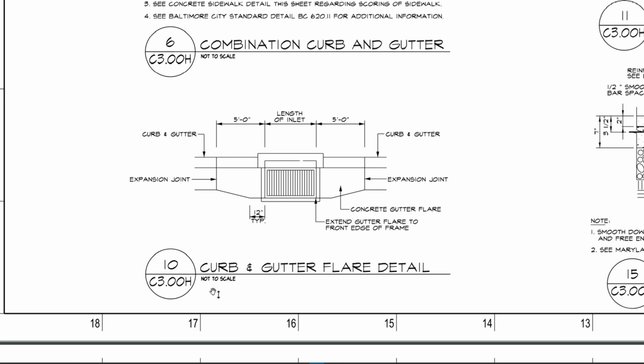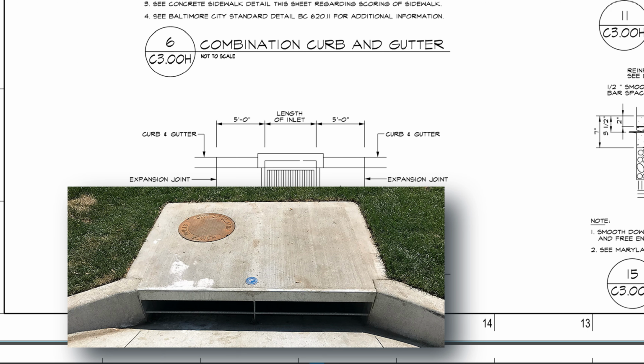So here's a detail of the curb and gutter. This is the curb and gutter flare detail. And so this is your sidewalk with the expansion joint right there. And this is your concrete gutter flare. Now there's the curb and gutter. And then this is the length of the inlet below. And that was that detail that we just looked at that showed the inlet.